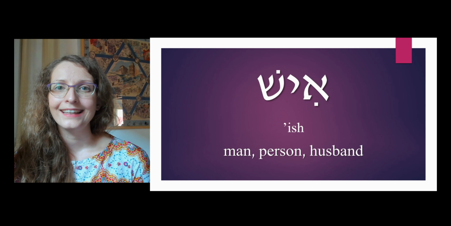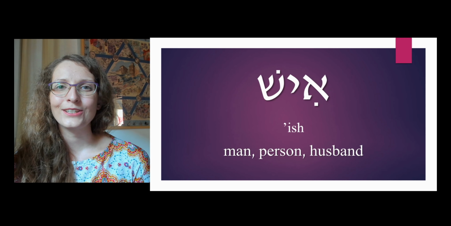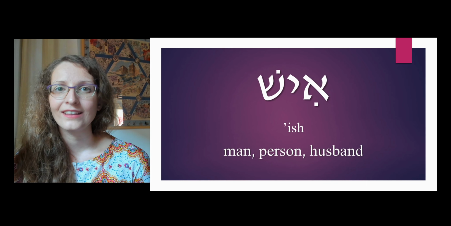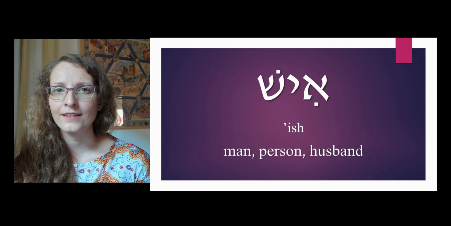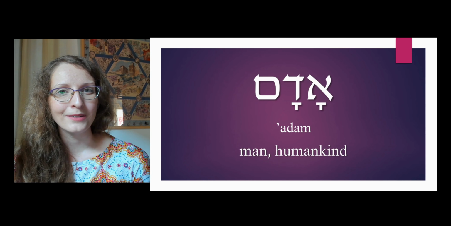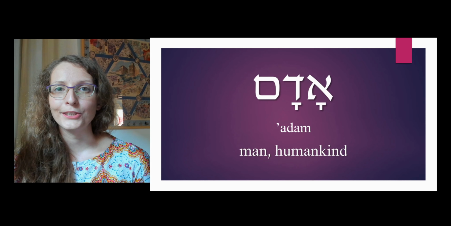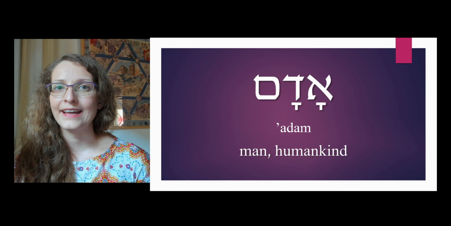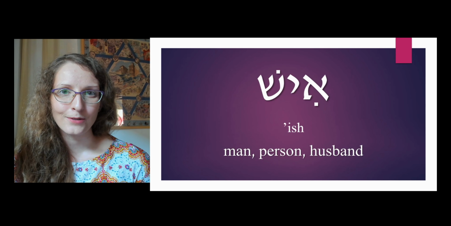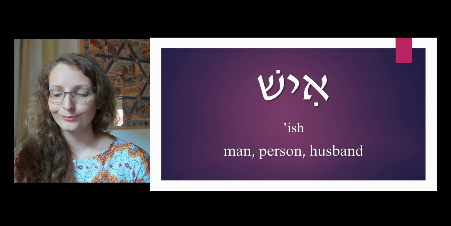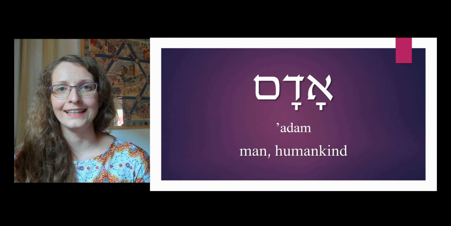The next noun is ish. Ish means man or person or husband. Ish. Do you remember that we have already learned another word for man? And that word was Adam. Adam. Do you remember? This is the word for man or humankind. So today you have learned that there are at least 2 words for man. That is Adam and Ish. But you need to pay attention because they are used in different contexts in the Bible stories. So, Ish and Adam.